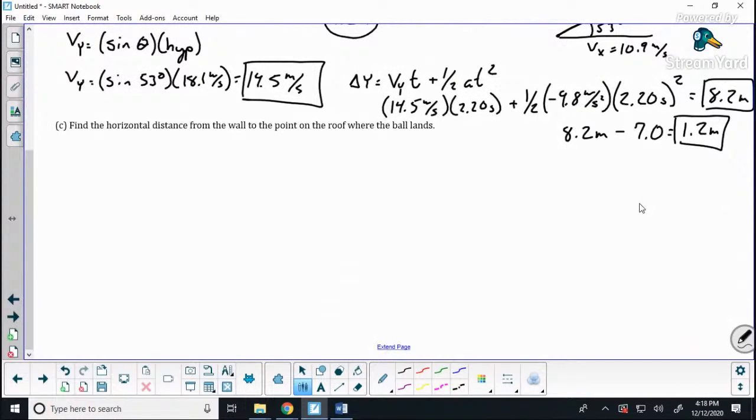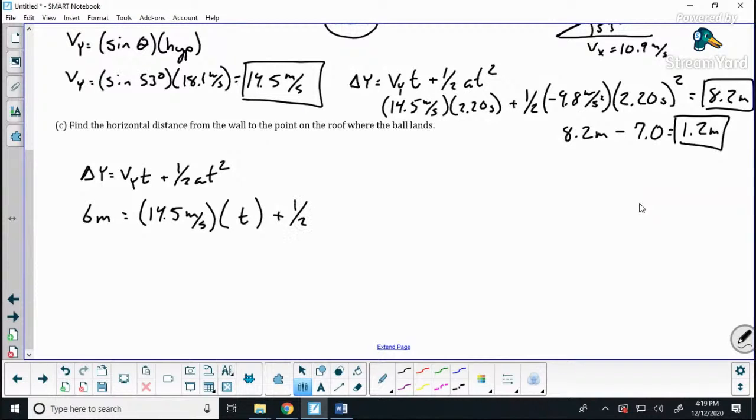So delta y, again, is going to equal v naught y t plus 1/2 at squared. But now my change in y needs to be 6 meters. Velocity is still 14.5 meters per second. It's still going to travel for a certain amount of time, and that's what I'm having to solve for first. Plus 1/2 at squared, so negative 9.8 meters per second squared, times t squared.